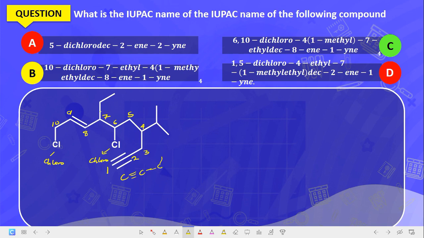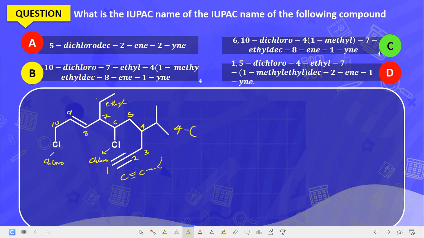Now we have an ethyl group at carbon number 7. This group here is called ethyl because it has 1 carbon here, 2 carbon here. Then this group here that you have is an ethyl group with a methyl substituent. Now when you want to name this group, at what carbon is this group attached in the longest continuous chain? It is attached to carbon 4. Okay, so you say 4.